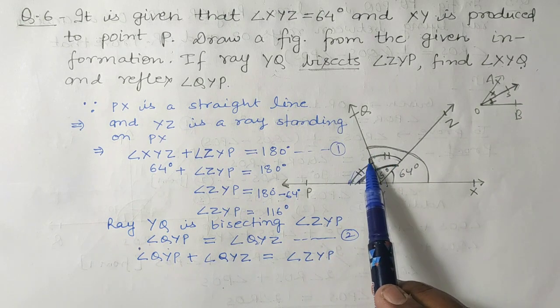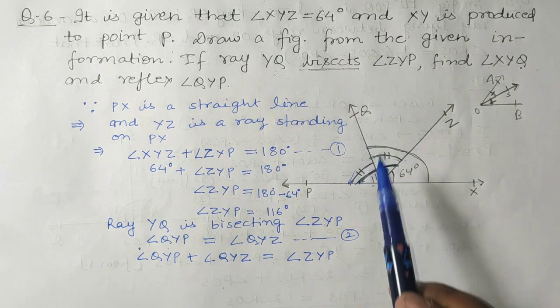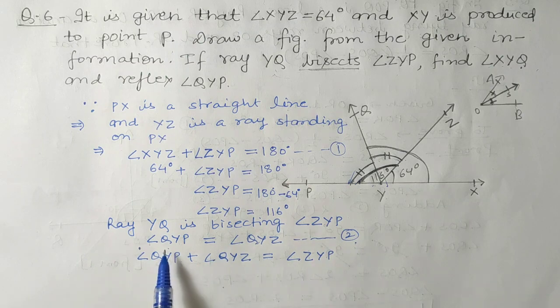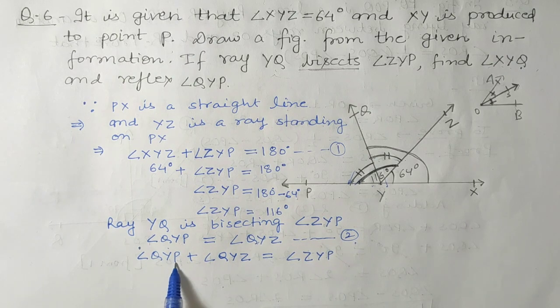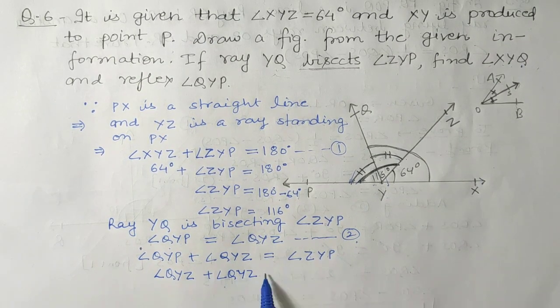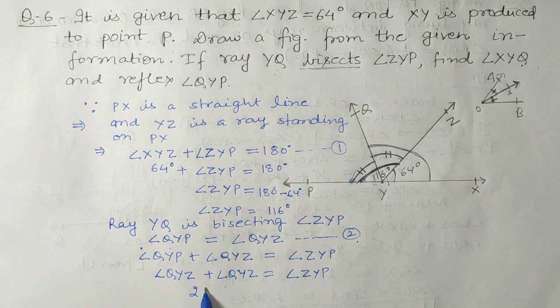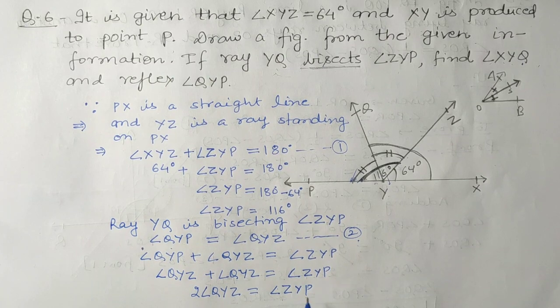Okay, means firstly we have to find angle ZYQ. So how will we find angle QYZ or ZYQ? We can see in equation number 2, these two angles are equal to each other. So in place of this angle QYP, I am going to write angle QYZ. And here one more angle QYZ is already there. So it is angle ZYP. So it is 2 times angle QYZ is equal to angle ZYP.